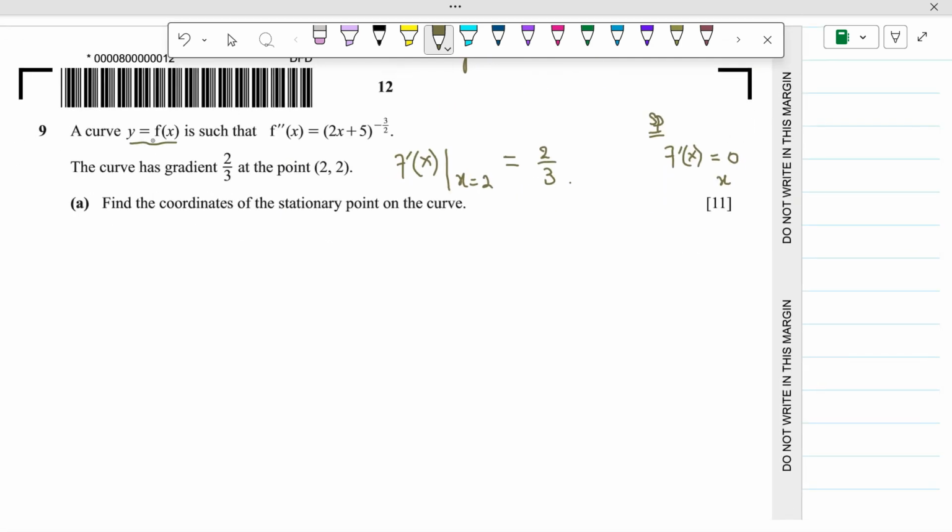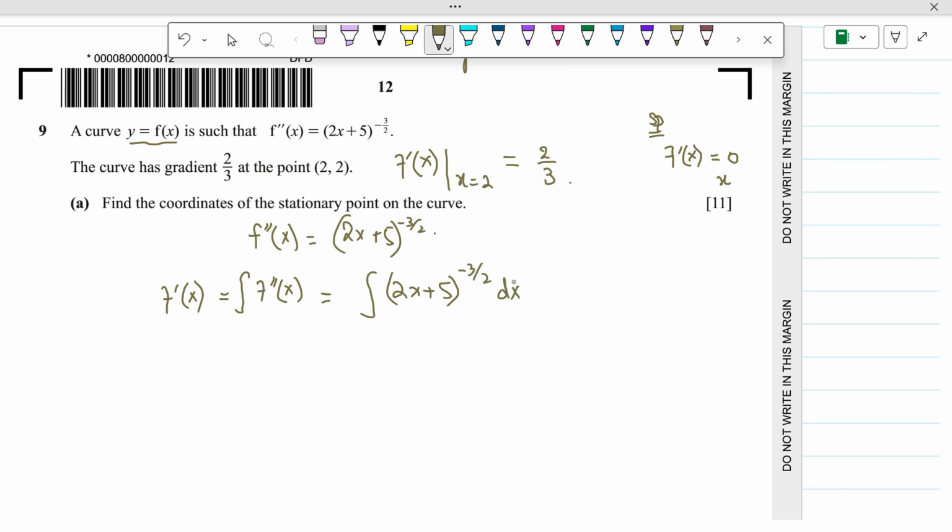Now to find the equation of the curve, first we find the derivative of the curve, because the second derivative of the curve is given, which is equal to (2x + 5) to the power of negative 3 over 2. If we integrate this function, we will get the first derivative of the function. So the integration of the double derivative is the derivative of the function, which equals the integration of (2x + 5) to the power of negative 3 over 2 with respect to x.